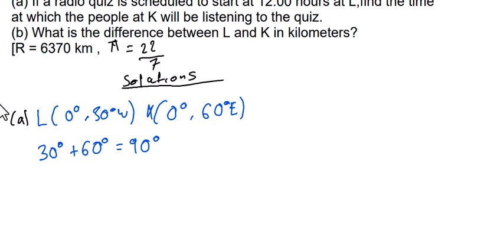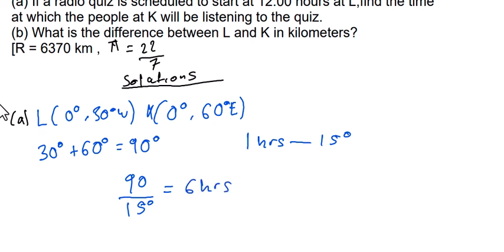Then for us to calculate our time, what do we know? We know that 1 hour is equal to 15 degrees. So we're going to divide 90 over 15 degrees, which is basically equal to 6 hours. So this is equal to 6 hours.